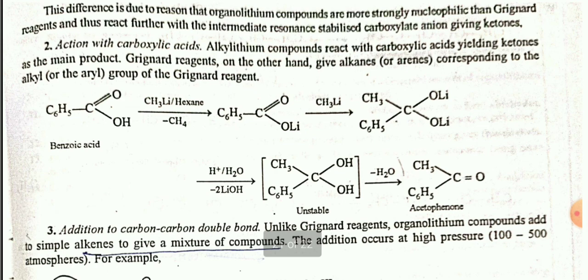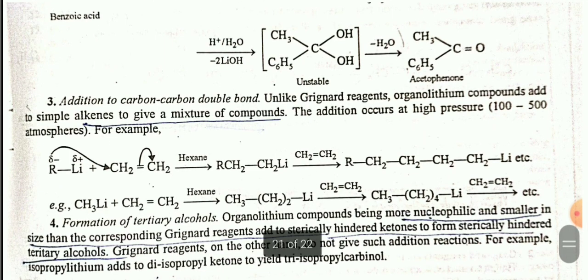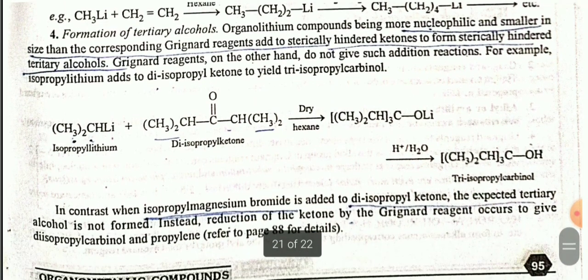Second, action with carboxylic acid. Alkyl lithium compounds react with carboxylic acid yielding ketones as the main product. Grignard reagent, on the other hand, gives alkanes corresponding to the alkyl group of the Grignard reagent. Third, addition to carbon-carbon double bond. Unlike Grignard reagent, organolithium compounds add to simple alkenes to give a mixture of compounds. The addition occurs at high pressure. For example, RLi plus CH2=CH2 in the presence of hexane gives RCH2CH2Li, which further gives RCH2CH2CH2CH2Li, etc.